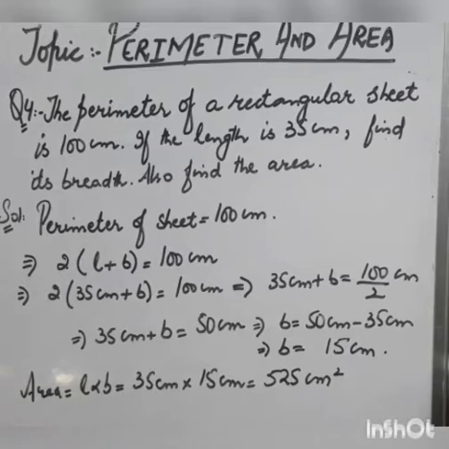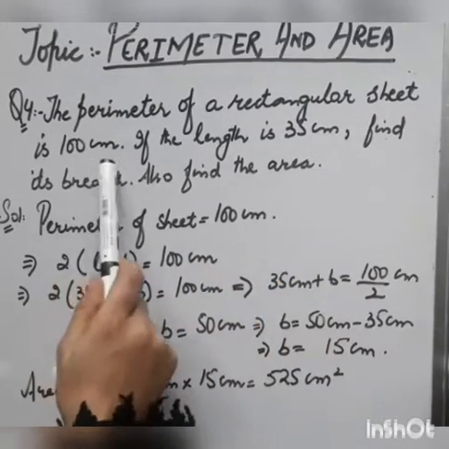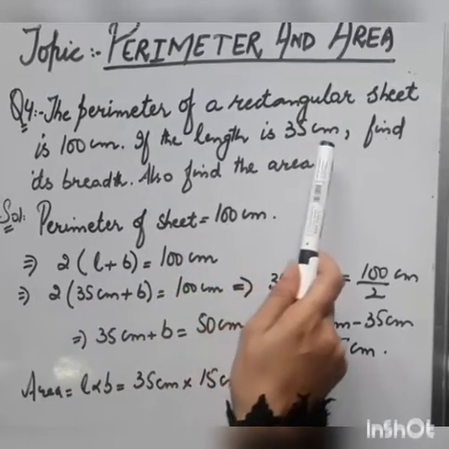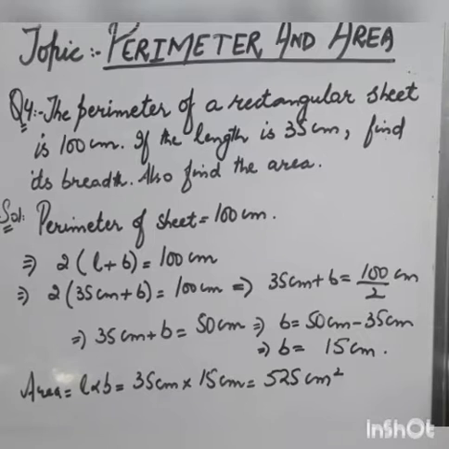Now students, question number 4 is, the perimeter of a rectangular sheet is 100 centimeter. If the length is 35 centimeter, find its breadth. Also find the area. We have a rectangular sheet whose perimeter is given as 100 centimeter, length is also given as 35 centimeter, we have to find the breadth and we have to find the area.